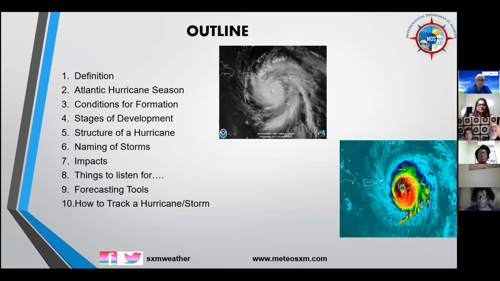These topics before the end of the session. So we'll go through the definition, the Atlantic hurricane season, the conditions for the formation of storms, the stages of development, the structure of a hurricane, the naming of storms, the impacts, things you should listen for, forecast tools, and a little bit about how to track a hurricane. I hope this covers most of the questions many people have in their minds. And at the end of it, if you have any questions, feel free to share.